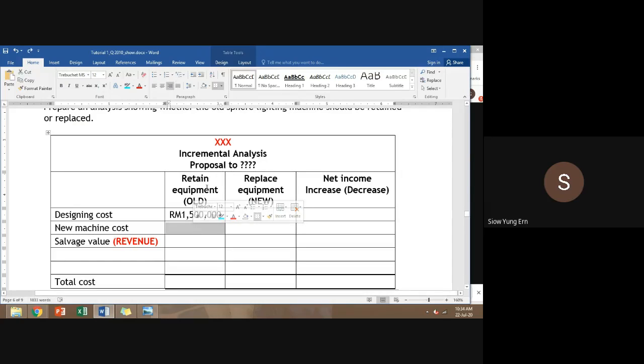If you are going to retain the old machine, do you need to buy a new machine? What will be the amount here? 0, because you don't need to buy new machine. You are going to retain your old machine. So 0. Okay, salvage value.